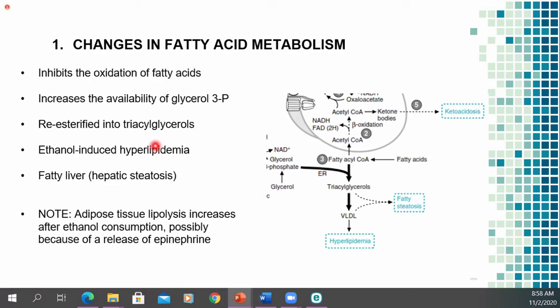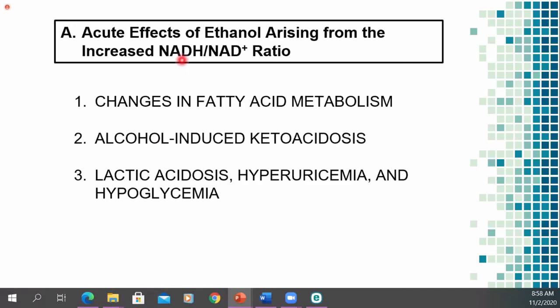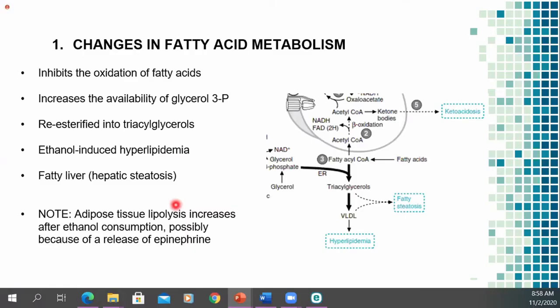Now what exactly happens with these components? We said that because of the NADH there will be a change in fatty acid metabolism, ketone bodies, as well as lactic acidosis. Now one by one. During the high concentration of NADH due to alcohol or ethanol consumption, there will be inhibition of fatty acid oxidation and accumulation of glycerol phosphate. If there is no oxidation of fatty acids and you have high glycerol phosphate, you will form fat. Because this fat is formed by the induction of alcohol, it will be called ethanol-induced hyperlipidemia. These individuals will form a high concentration of lipids due to the accumulation of the precursors; it will cause what's called hepatic steatosis, or fatty liver.